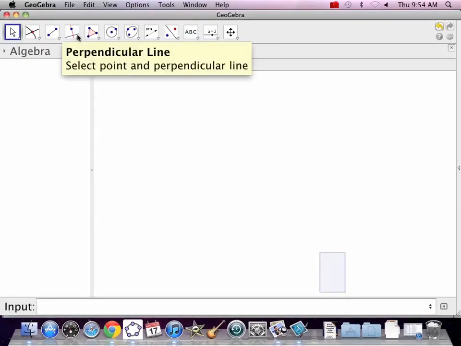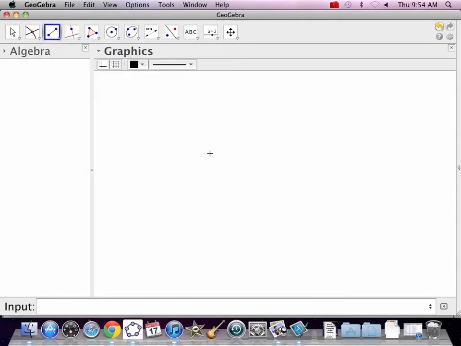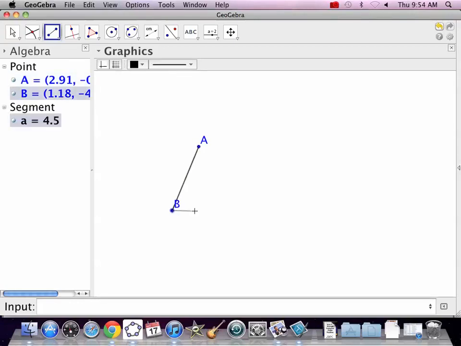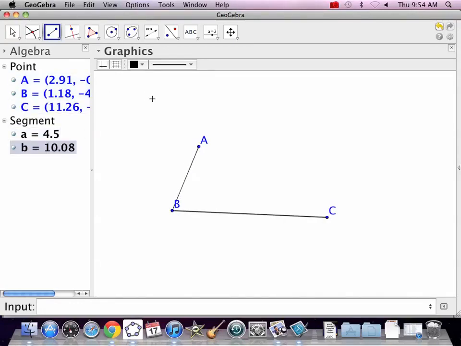Let's do that. So let's actually start with some sides. Now, opposite sides are congruent. So I've got to copy AB and put it over here near C. And then I got to copy BC and put it up here near A.